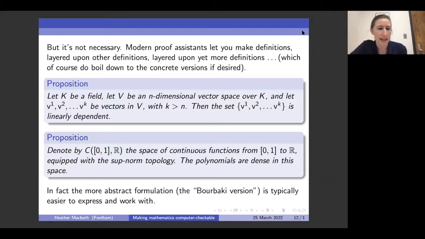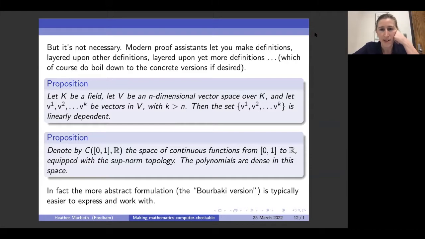You can express the second fact genuinely by constructing an object C01, comma, R, the space of continuous functions from the unit interval into the real numbers. You can put the sup norm topology on it, and you can state that polynomials are dense in this space. So there are no compromises in that sense. You can talk about the objects that you would want to talk about in the way that you want to talk about them. And it really is turtles all the way down.